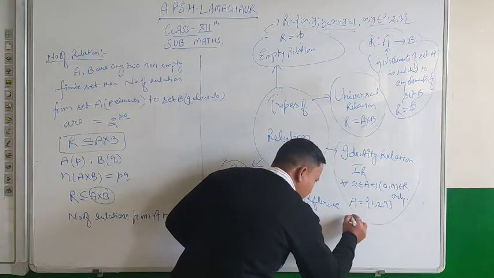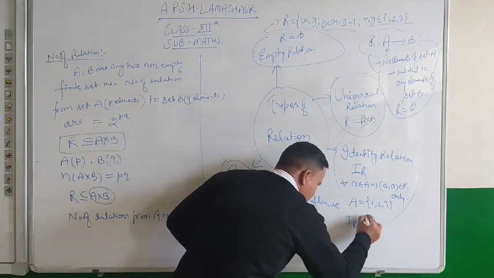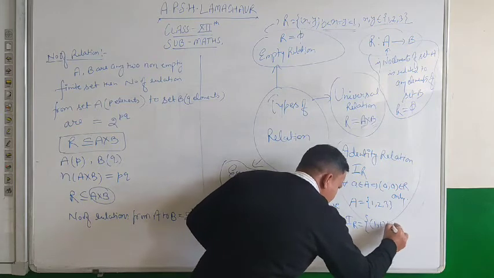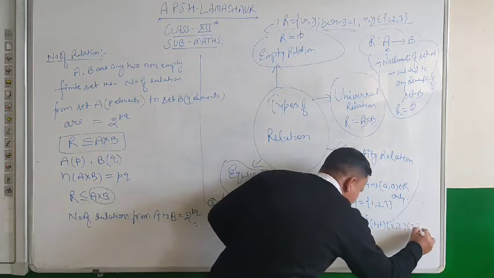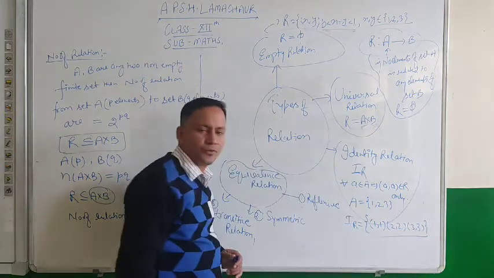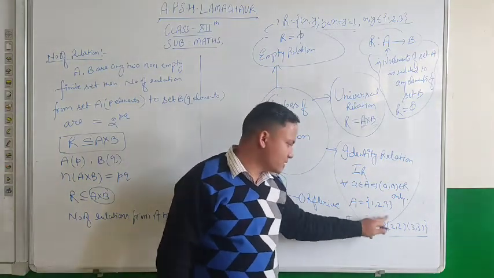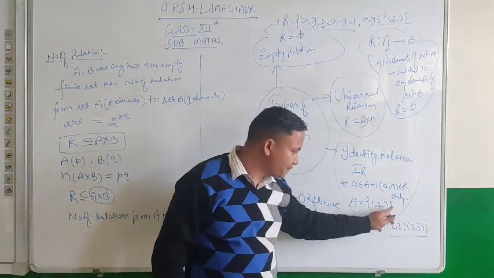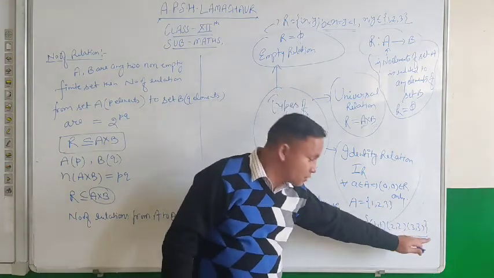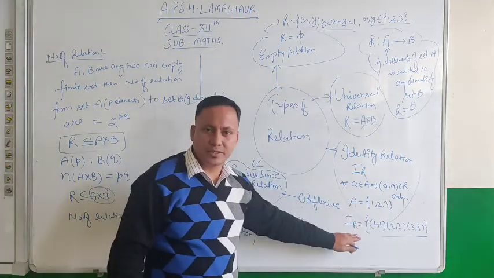Okay, and I am writing here a relation IR: (1,1), (2,2) and (3,3). Okay, now focus on this relation. One is there, one is related to itself. 2 is there, 2 is related to itself. 3 is there, 3 is related to itself. So such kind of relation is said to be identity relation.